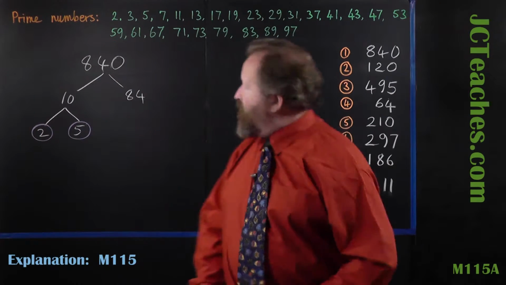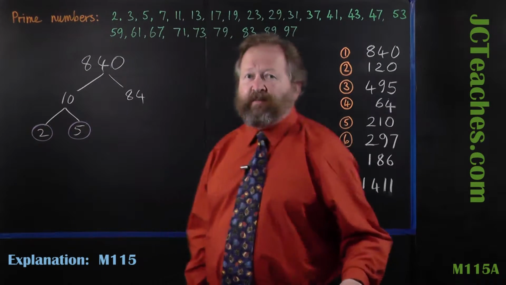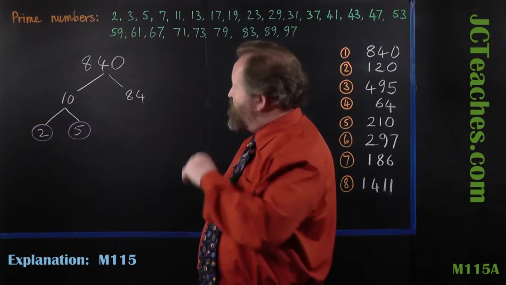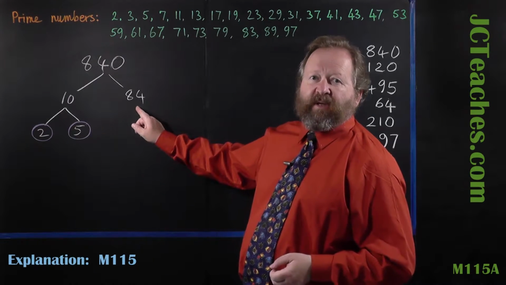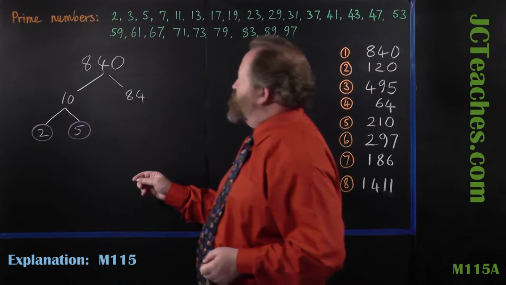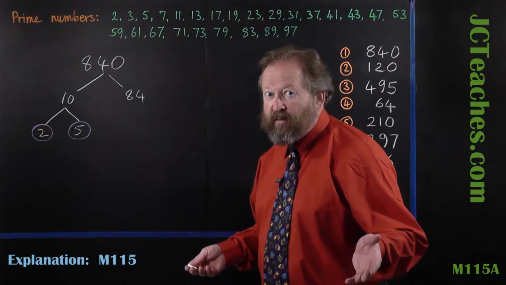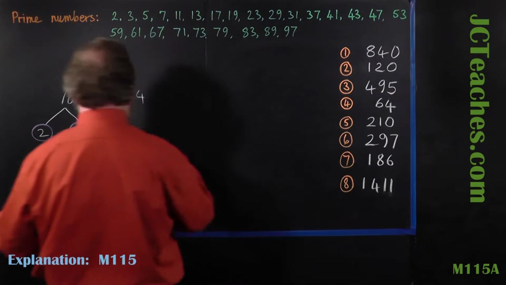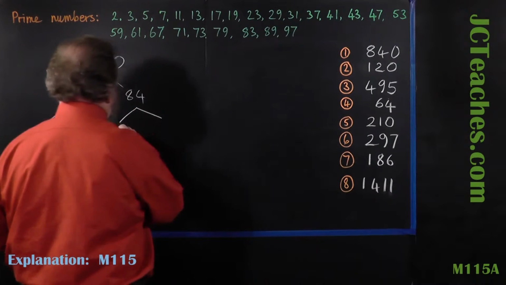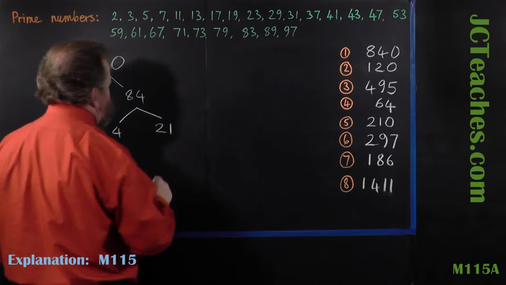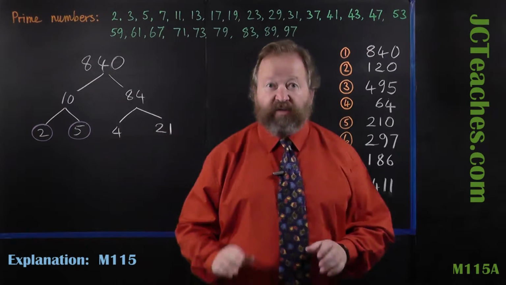So what can we do? We can divide that by quite a few things, can't we? Well, what should we divide it by? Let's divide it perhaps by 4. So how many 4s are there in 84? 21. Okay. 4 and 21. Could I divide it any way I like?